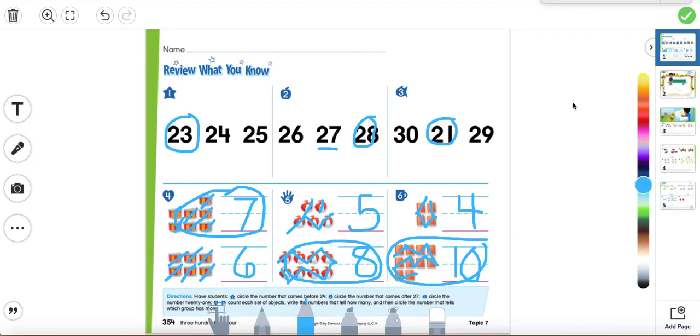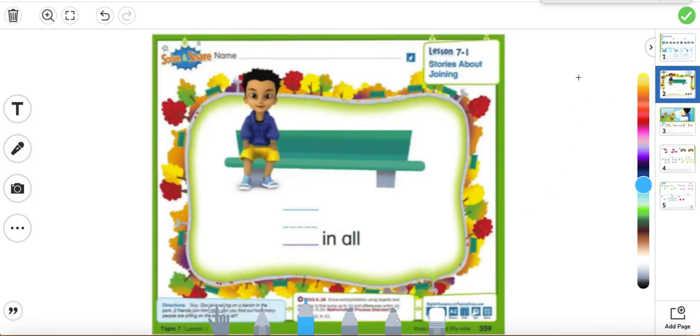We're going to move on to the next page. So we're going to be reviewing. So we're going to do stories about joining. Another word for joining is addition.